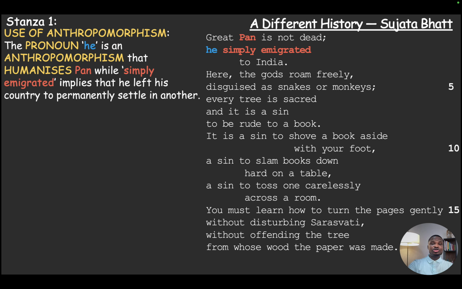Now, we also see the use of anthropomorphism with the pronoun he. That is an anthropomorphism that humanizes Pan, or gives Pan human qualities. Now, the other words that remain in the second line, simply emigrated, imply that Pan left his country to permanently settle in another. So he's moved from his country, which we're going to see is Europe, and then he's moved to India essentially, which is in the Asian subcontinent.